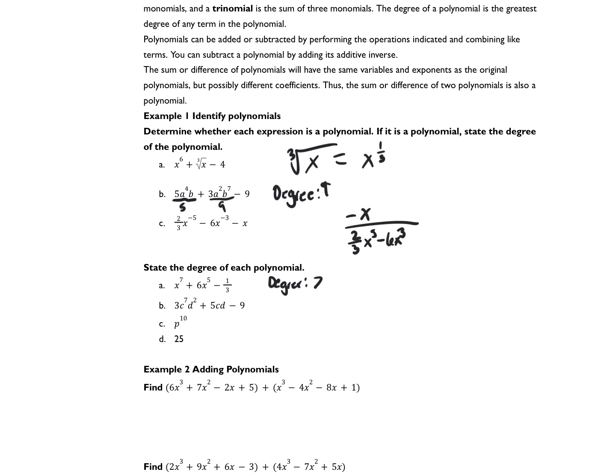1 plus 1 is 2. So our degree here is 9. C, p to the 10th. So the degree is 10. And then D, there's no exponent and there's no variable. So with there being no variable, our degree is 0.